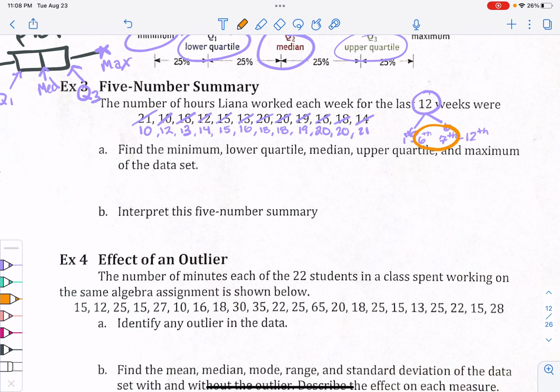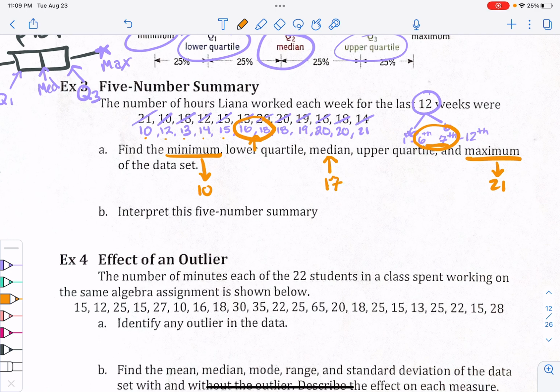So let's just do this. The minimum is 10. The maximum is 21. I just get that from the end to the beginning, okay? Min is 10, max is 21. And then we know the median we just said was between the 6th and 7th number. So I have 1, 2, 3, 4, 5, 6, 7. So I have 2 middle numbers, which are 16 and 18. And so what I do is I find the average of those two, and that is 17. So the median is going to be my number 17.